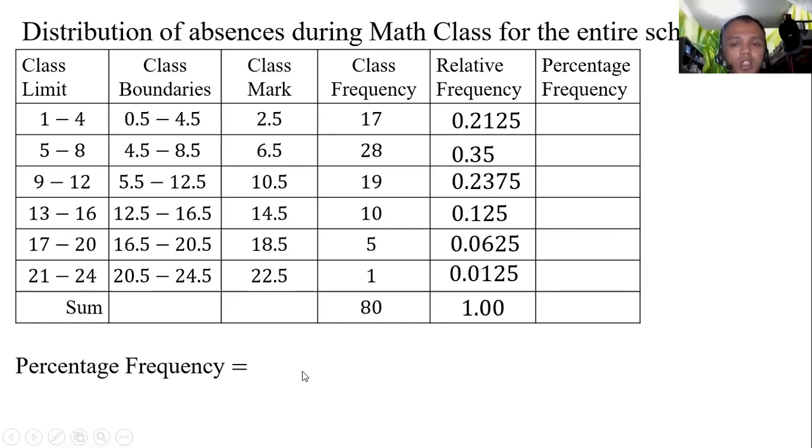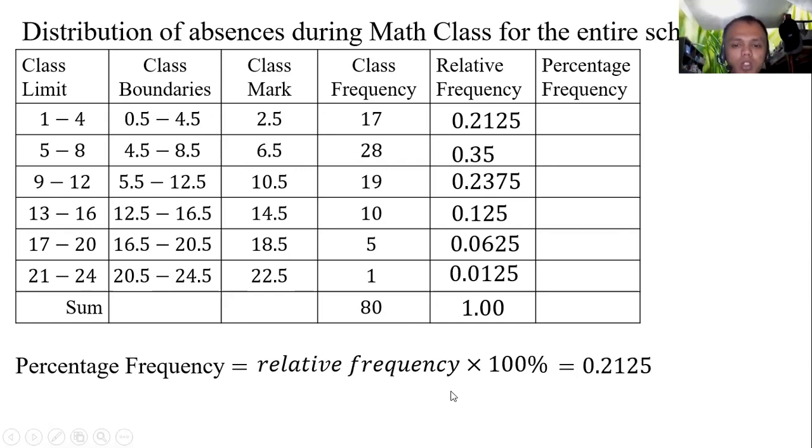Percentage frequency is the relative frequency times 100. We multiply them one by one by 100. 0.2125 times 100 is equal to 21.25. Next, 0.35 times 100 is 35.